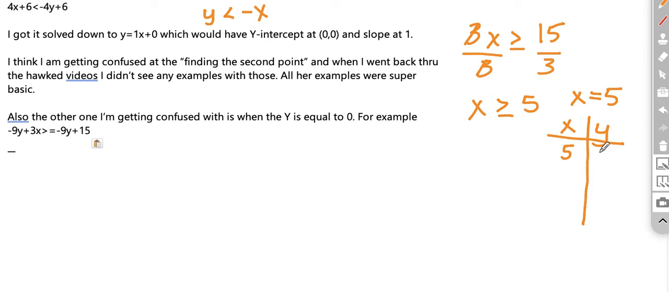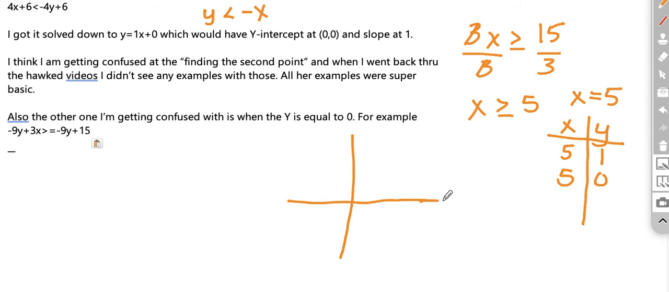Well, y can equal any number because no matter what y is, x is always going to be 5. So y could be 1, x, no matter what, is going to be 5. So then let's say y is 0. Okay, so now we have 2 points, and we can go to graph.